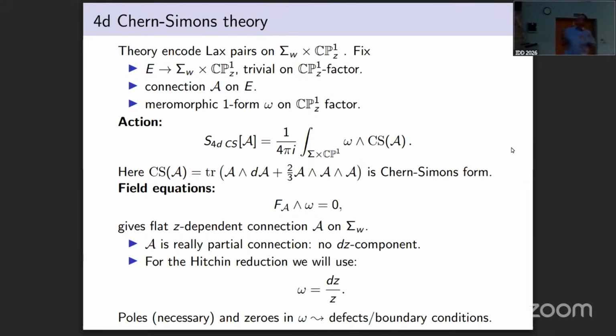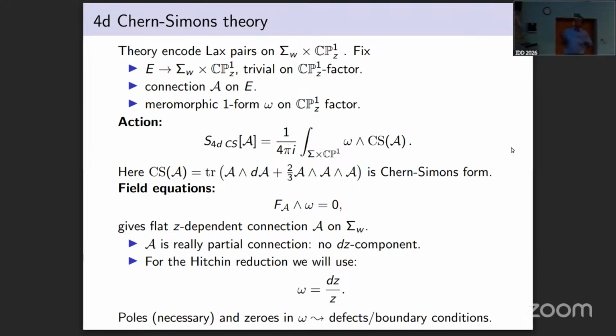So the Lax pair then is a connection on a vector bundle over this 4-dimensional space. But to encode the fact that this CP1 factor is holomorphic, thought of as a complex manifold, we're going to have a meromorphic one-form on the Riemann sphere factor. And it has to be meromorphic because the canonical bundle, the bundle of (1,0)-forms, has degree -2. So omega has to have at least 2 poles. That's a standard fact of complex analysis.